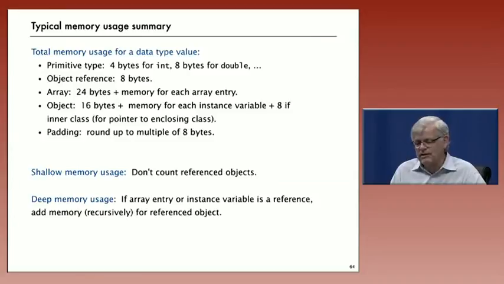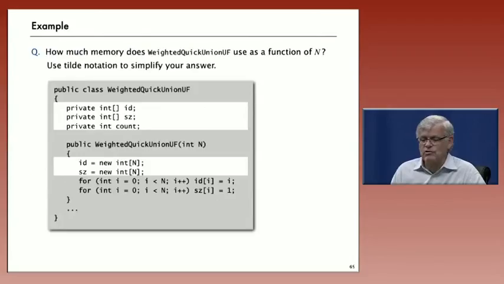So for data type value, if it's a primitive type, it's 4 for an int, 8 for a double, and so forth. If it's a reference, it's going to be 8 bytes. That's what a pointer takes. Array, 24 bytes plus the memory for each entry, and an object, 16 bytes plus the memory for the instance variables, plus if there's an inner class, it's another 8 bytes, as we talked about with nodes for linked lists, and then there's the padding. Then we have to think about who's responsible for referenced objects in some cases, and we'll take care of that when we get to these situations.